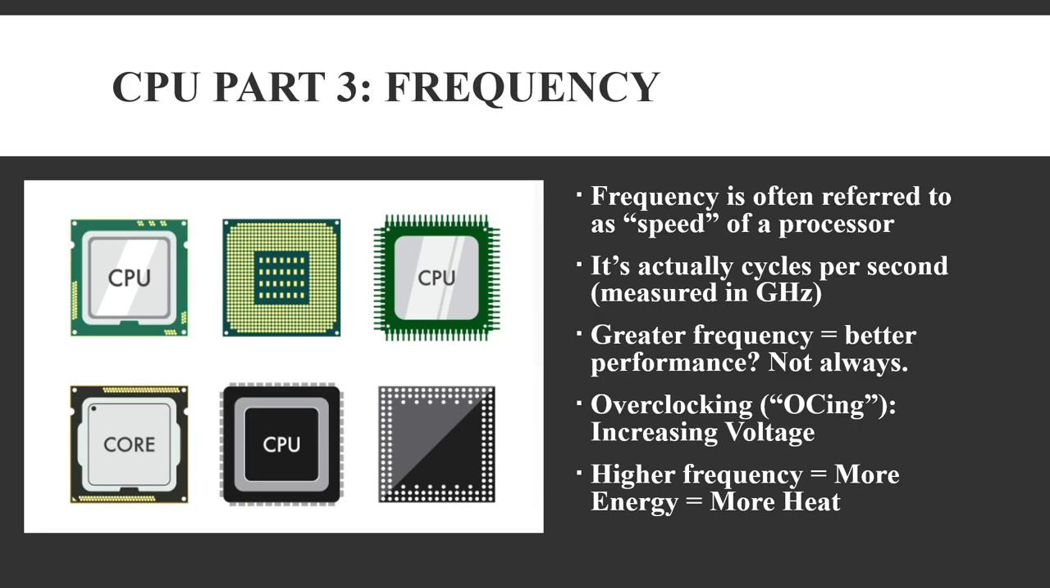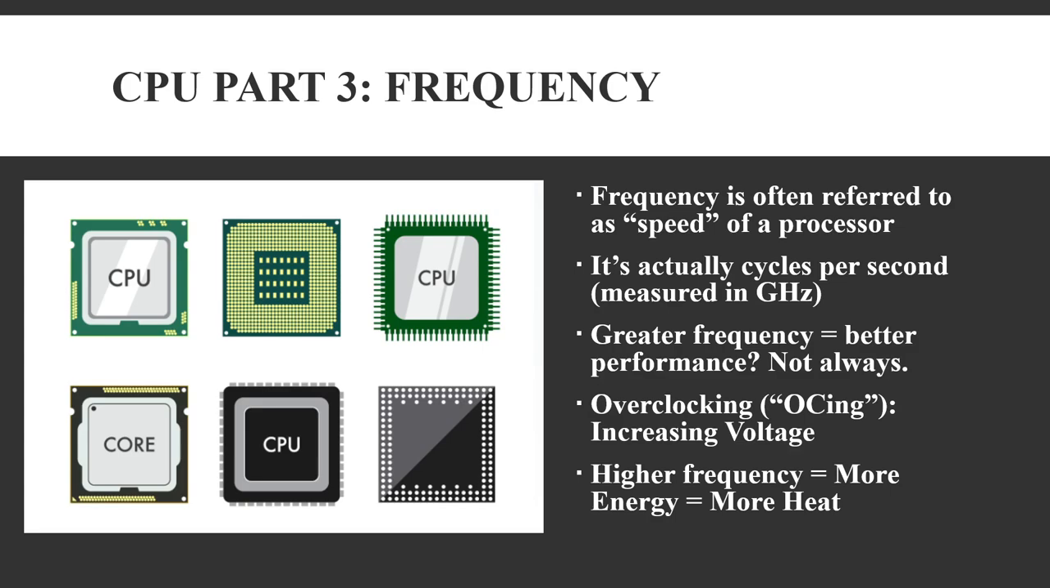You might have a processor clocked at 5 gigahertz, but it might perform worse than a processor clocked at 4 gigahertz, because maybe the processor at 4 gigahertz has other specs that are different. Maybe it has more cores and threads. Maybe it has a better architecture, a better IPC, etc. So just looking at the frequency alone does not tell you how well the processor is going to perform.